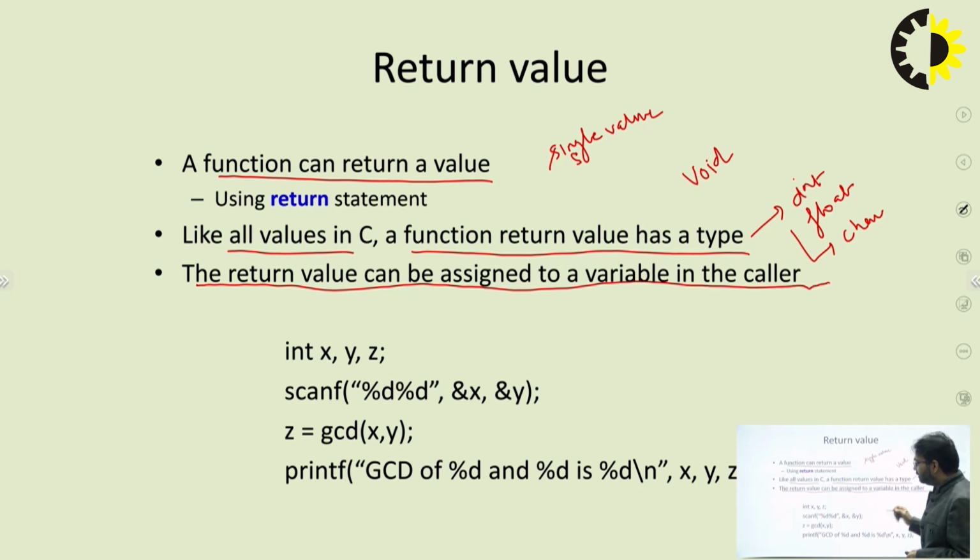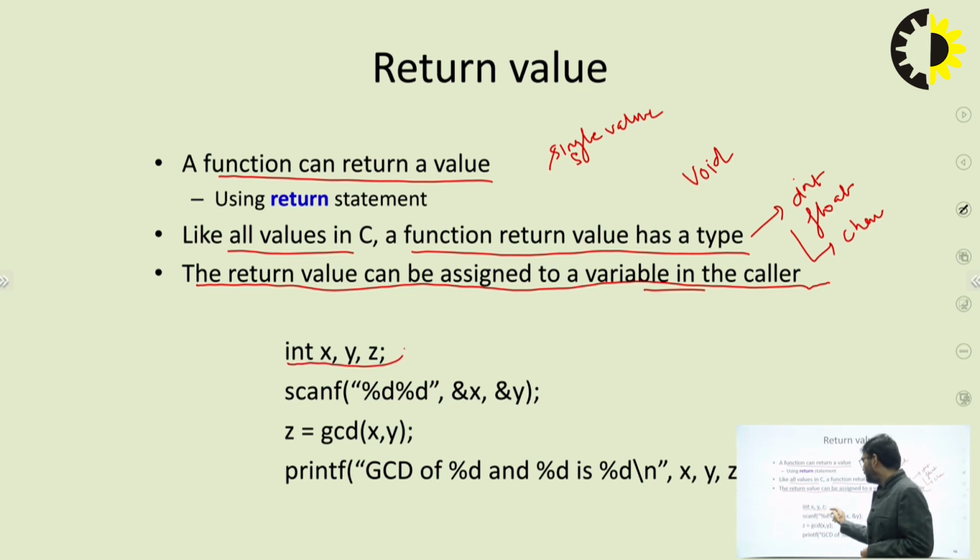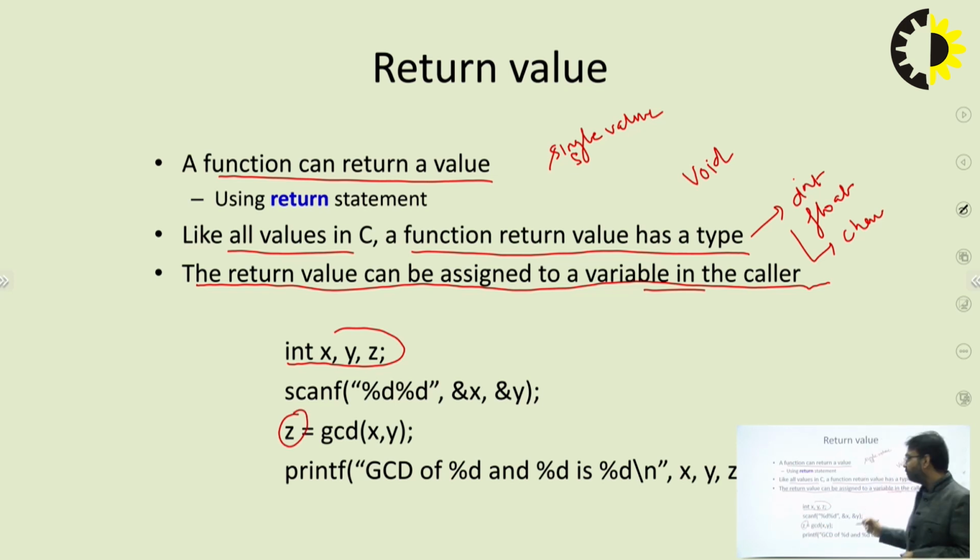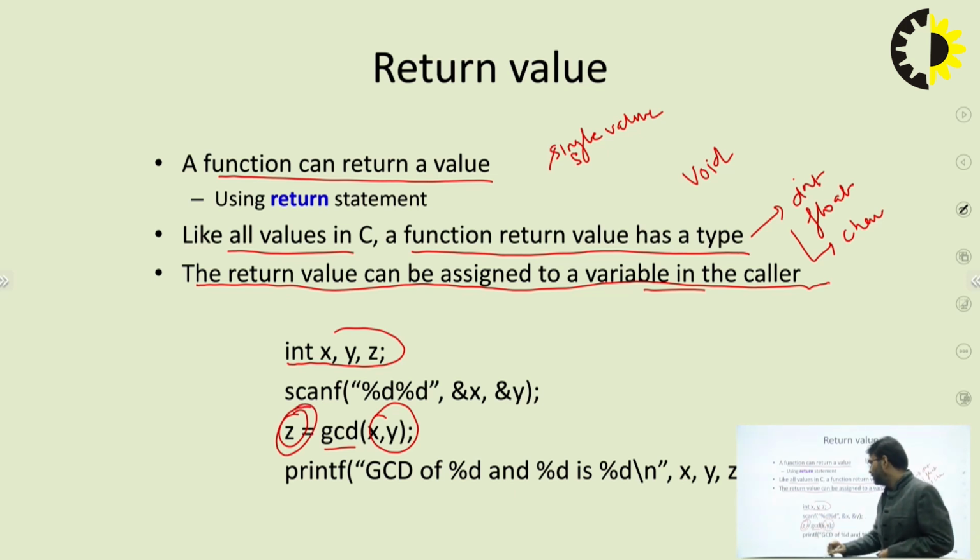So it means whenever we call a function, the called function returns a value to the calling function, or we can say that value can be assigned to a variable. Now, for example, suppose we have three variables x, y, z, and z is used to accept the value returned by the called function. Here the function name is GCD, and we are passing the actual arguments x and y. It will return a value to the main function or calling function, and the value will be stored in z. So the return value can be assigned to a variable in the caller.